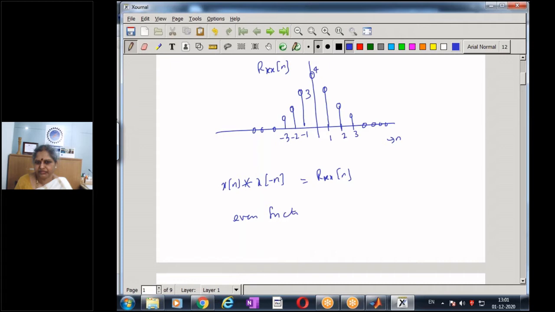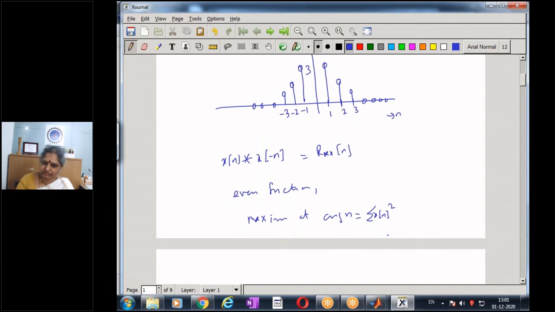An even function of n, and it has a maximum at the origin. This maximum is equal to the energy of the signal and is given by sigma x[n] squared. So this is an observation of autocorrelation. When I perform the convolution of the signal with x of minus n, I get the autocorrelation.